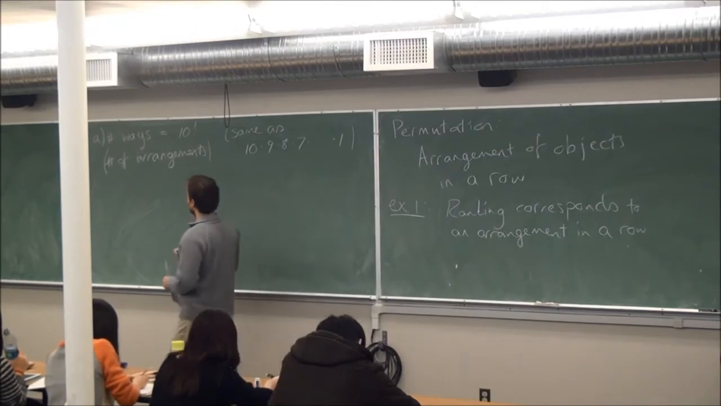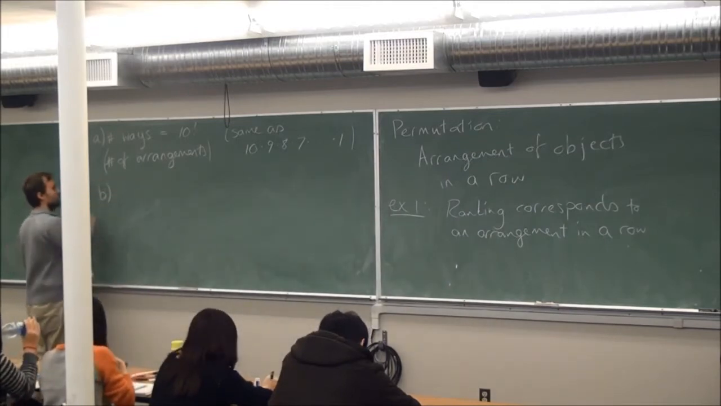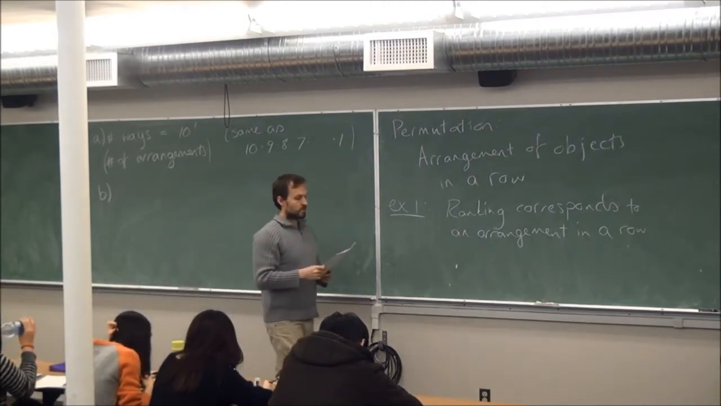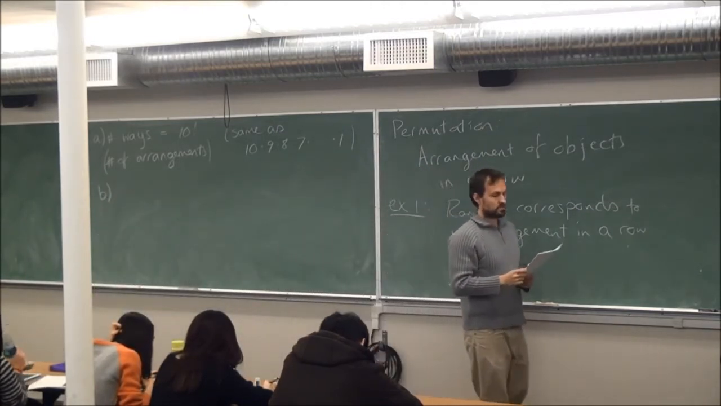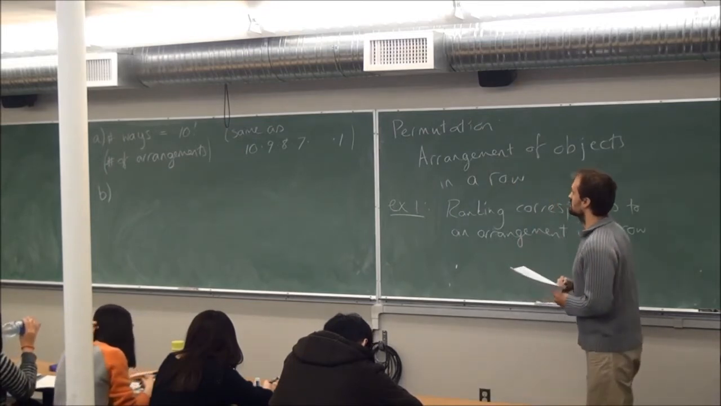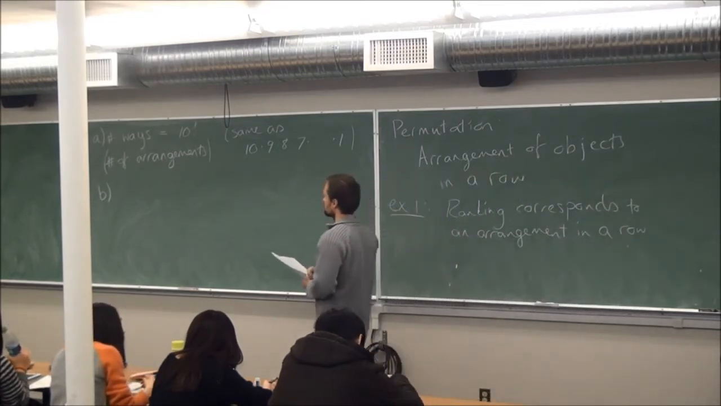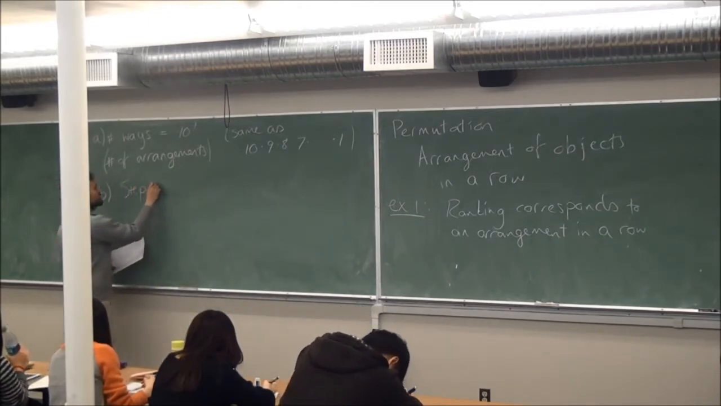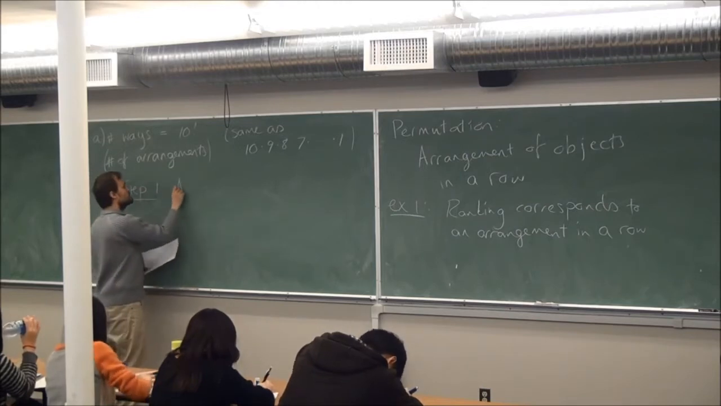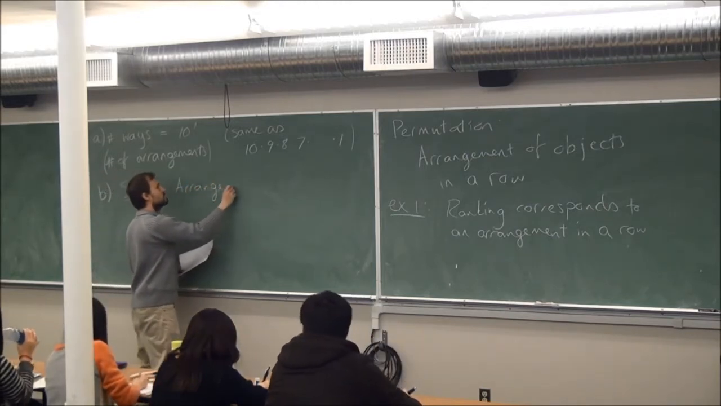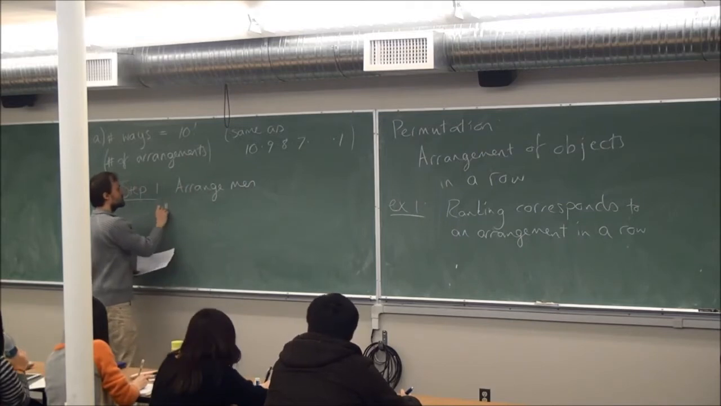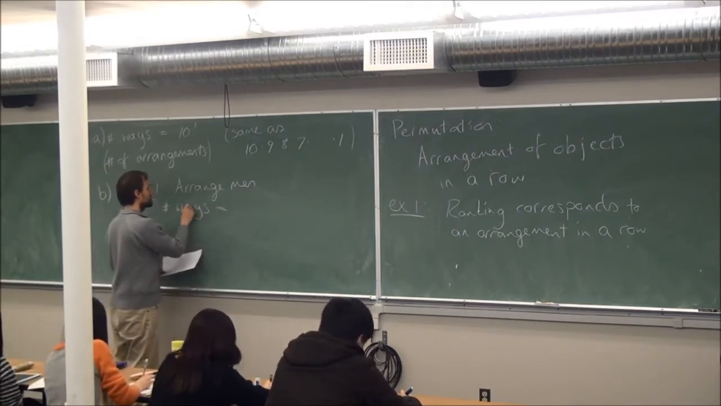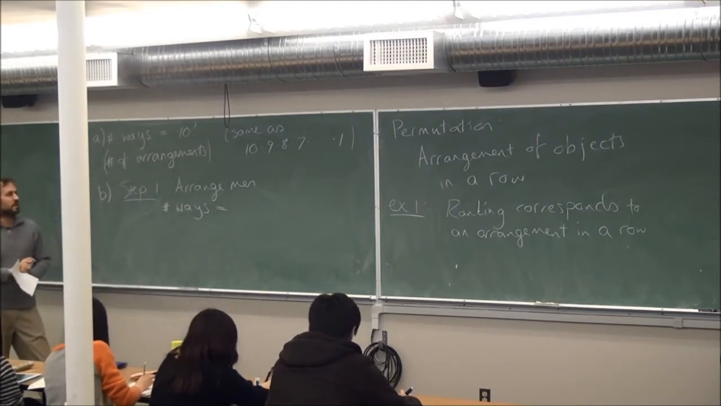In B, I'm trying to rank the people again, but I'm looking for different rankings if the men are ranked just among themselves and the women just among themselves. So I can break this up into 2 steps. I know what I'm looking for at the end. Step 1 could be, let's just arrange the men. How many ways can I do that? How many ways can I arrange the men?